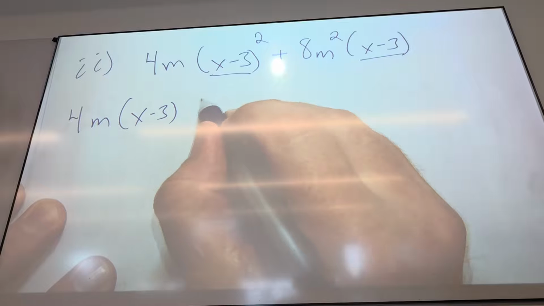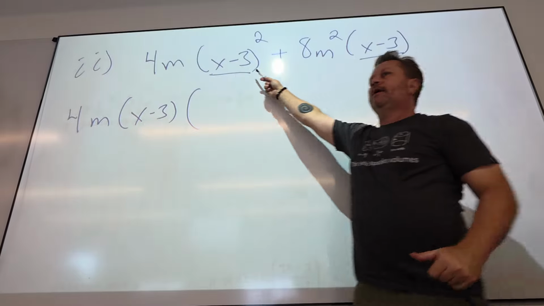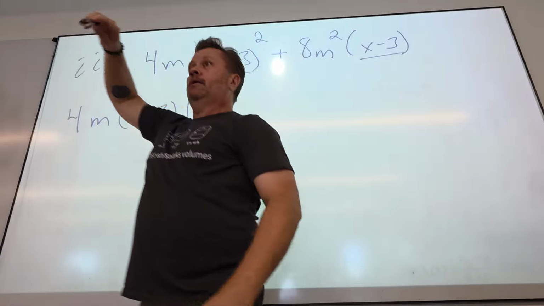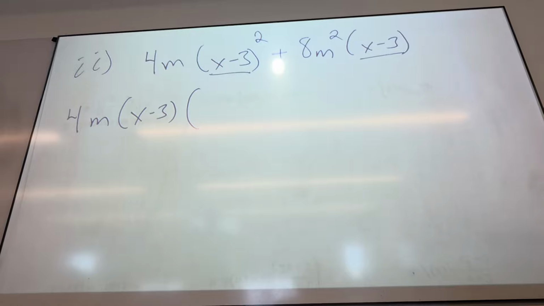Then you write what's left. X minus 3 acts just like the m does. Of course it does, because it's just a number I don't know. So they're going to act the same way. Our brain doesn't like that. It's like, that's a lot. But no, it's just one number. I don't know what it is. It's just a number.